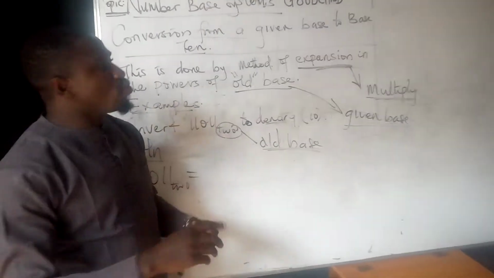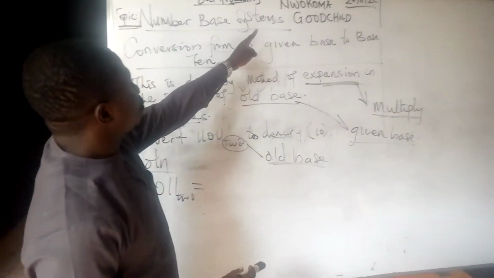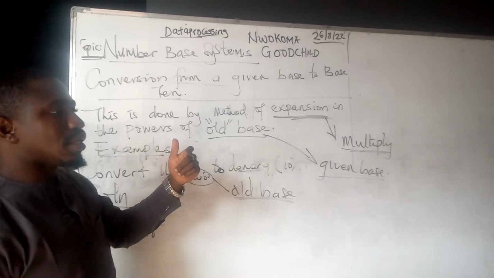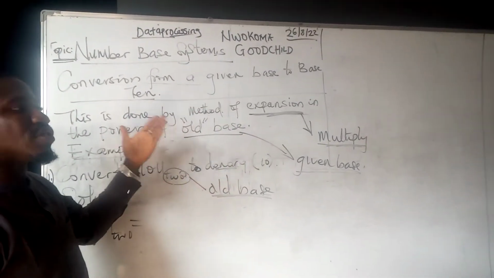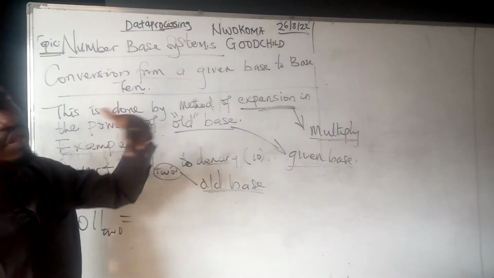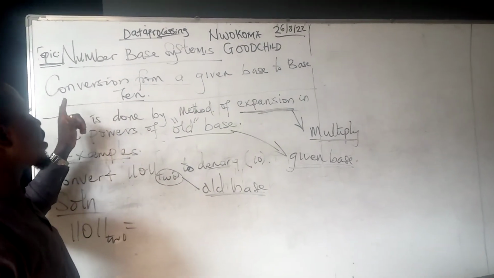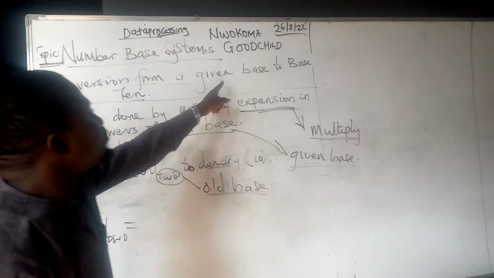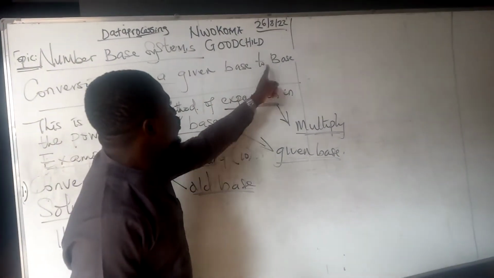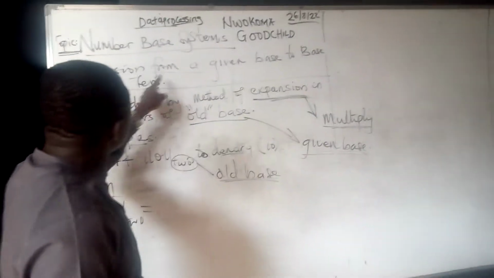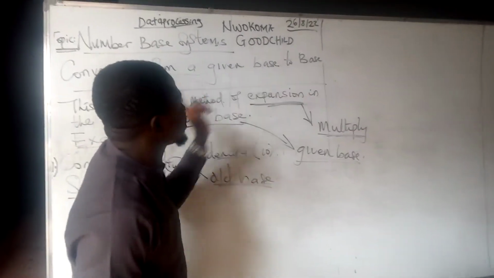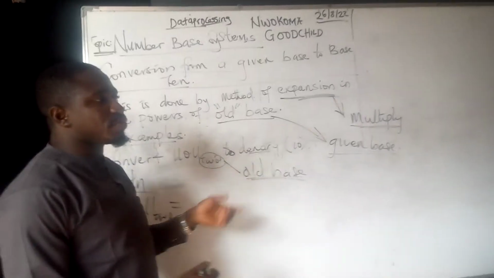Okay? Today we'll be looking at number system. We have not completed number system, so we still need to convert from one base to another base. So today's class, we are going to look at conversion from a given base to base 10. What do I mean by conversion of a given base to base 10?